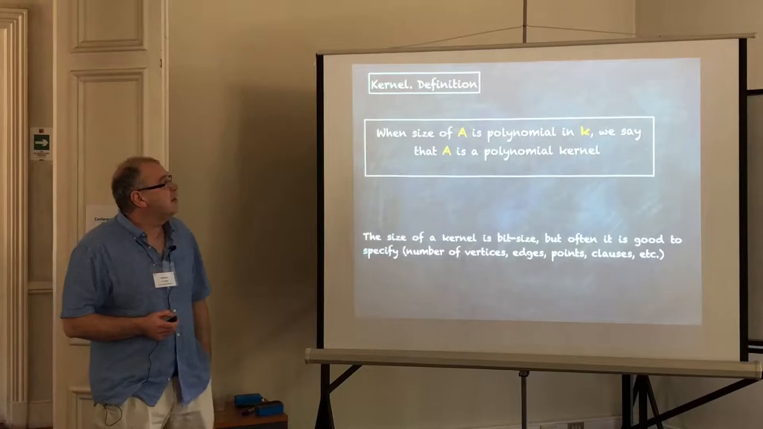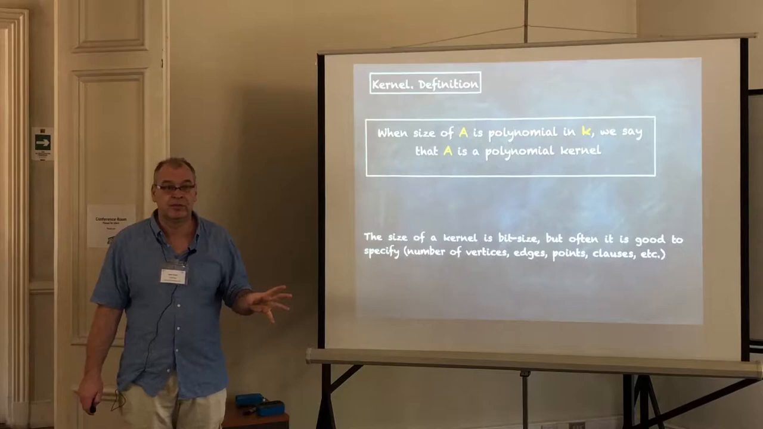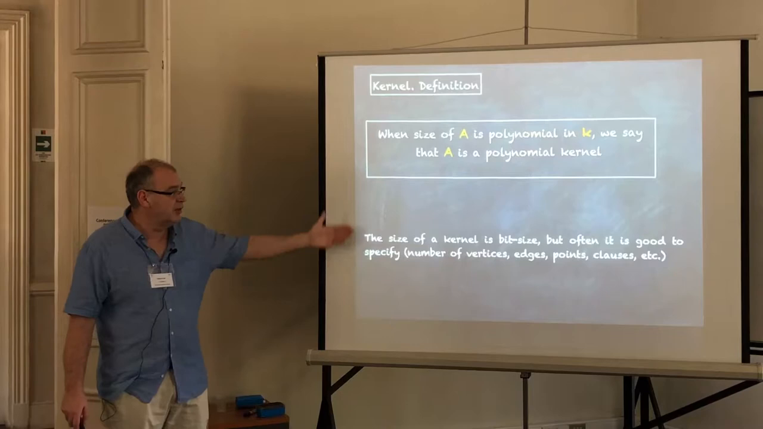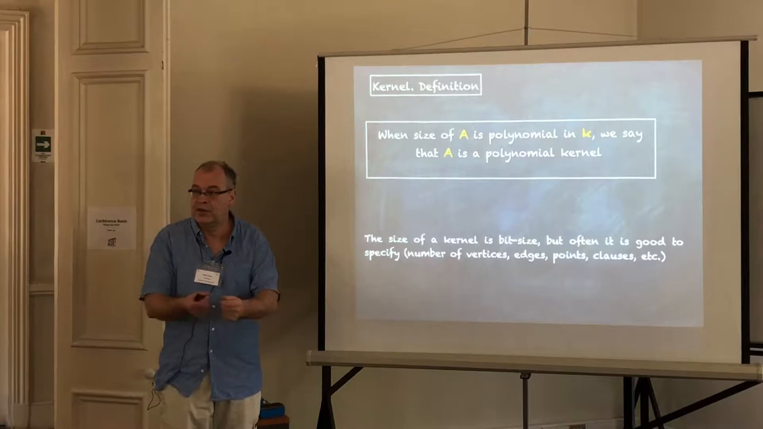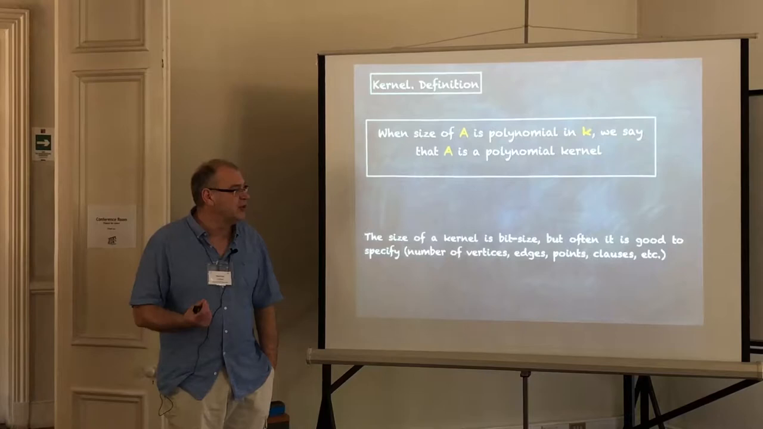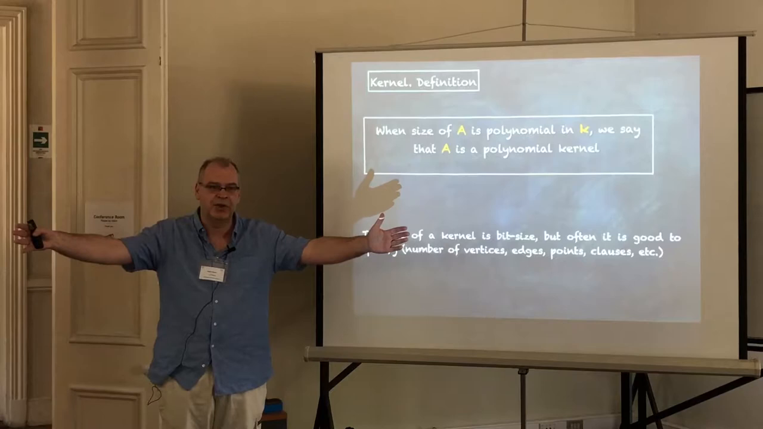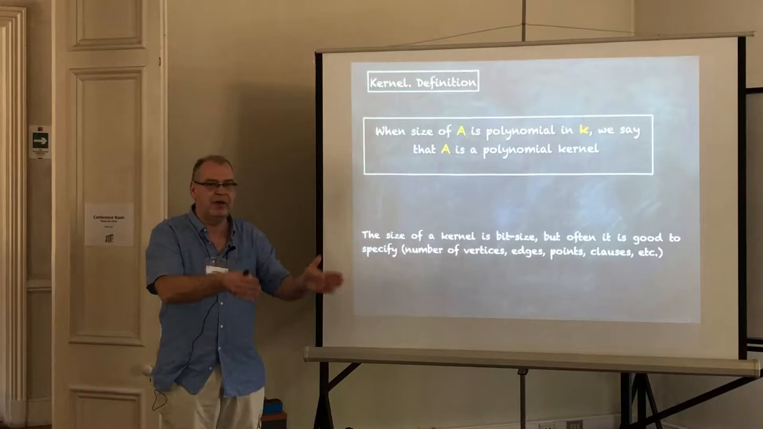So when the size of the output of the algorithm, or a kernel, is polynomial in k, we say that A is a polynomial kernel. The way we define the size of the kernel is in the number of bits of the input, the bit size. But very often it's quite convenient, when we speak about algorithms, also to specify, for example, if my kernel outputs a graph, sometimes it's very interesting to know not only the size of the graph, the length of the encoding of the graph, but also how many vertices or how many edges there are, how many variables and how many clauses. So very often we also pronounce this explicitly.